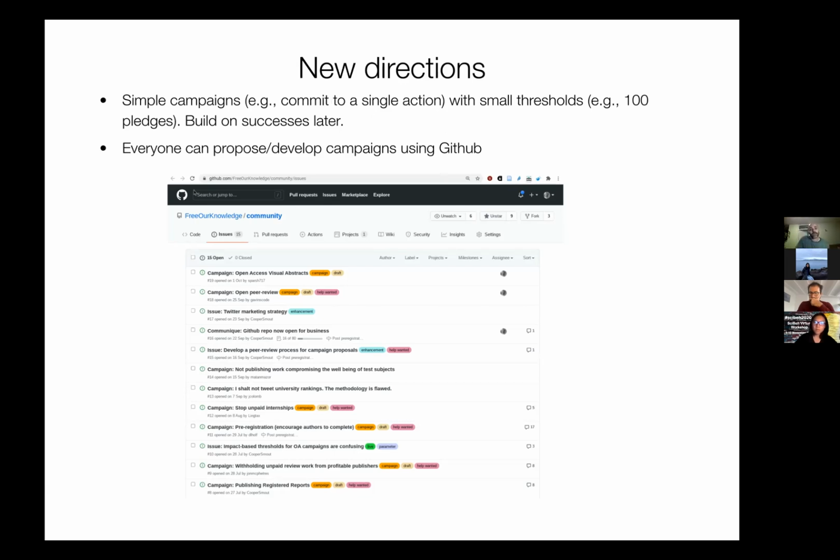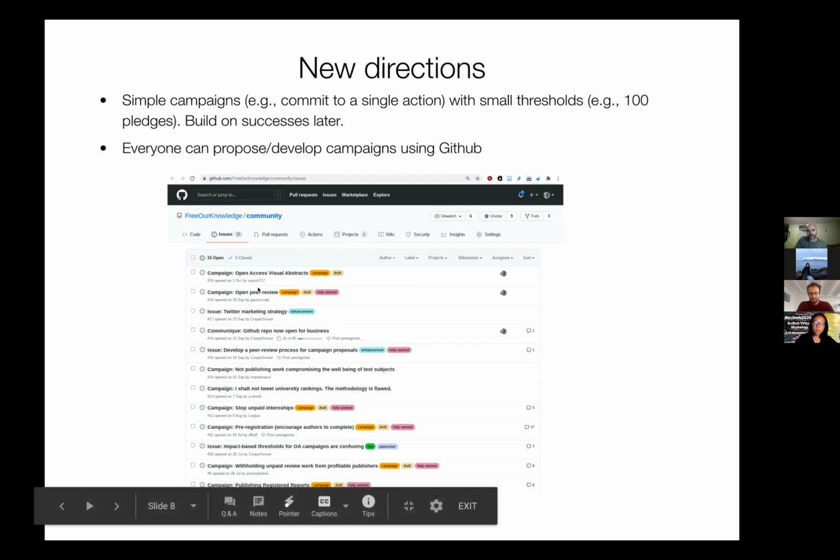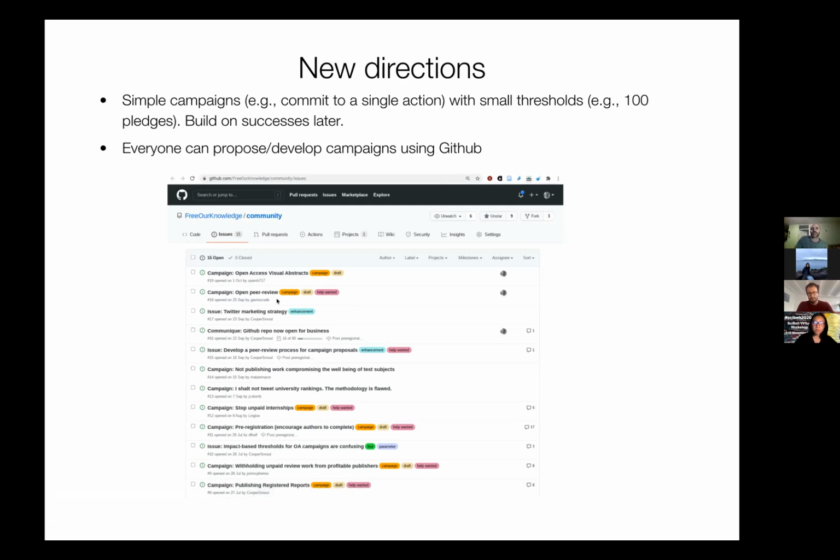Another thing we're doing now and have been developing this year is using GitHub to design these campaigns. If you go to our GitHub, you'll see that around 12 or 13 campaigns have been proposed, including some that might interest people here, like open peer review. The idea is that people can comment in the open and develop these campaigns together and start to build a community prior to the campaigns being launched.